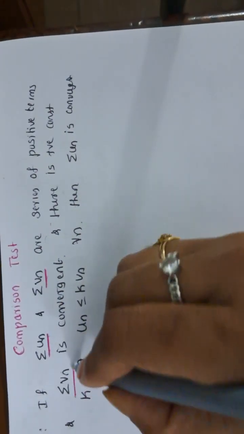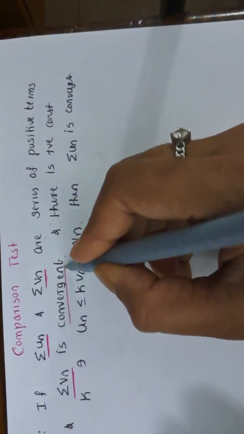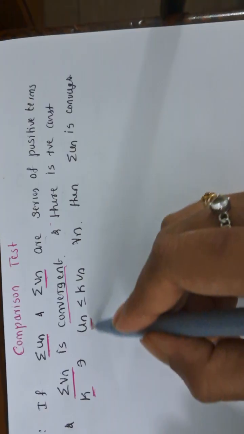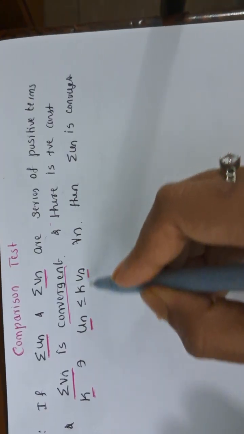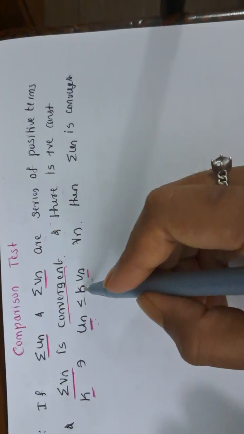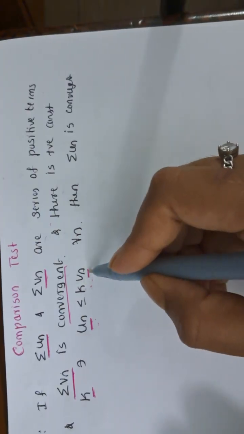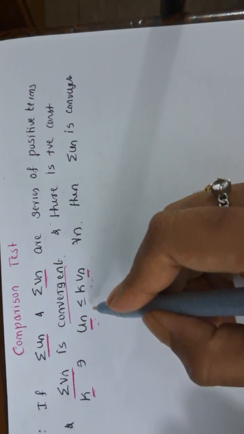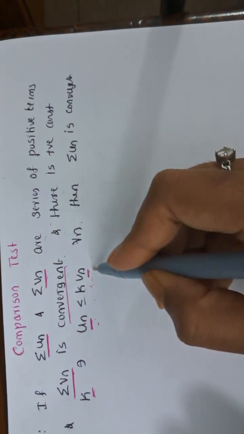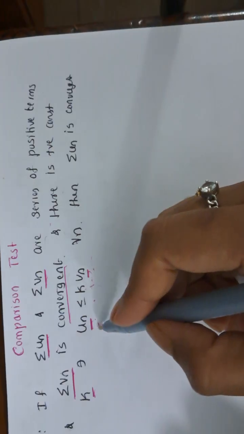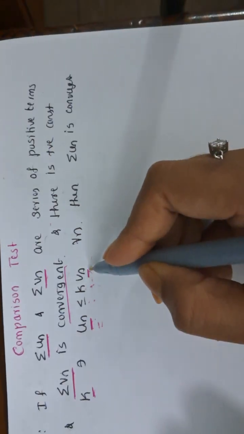And it is given that summation vn is convergent, and there is a positive constant k such that the nth term of un and the nth term of vn are connected by the relation un is less than or equal to k times vn. This is true for each n. This implies u1 is less than or equal to k into v1, u2 is less than or equal to k into v2, and in general un is less than or equal to k into vn.